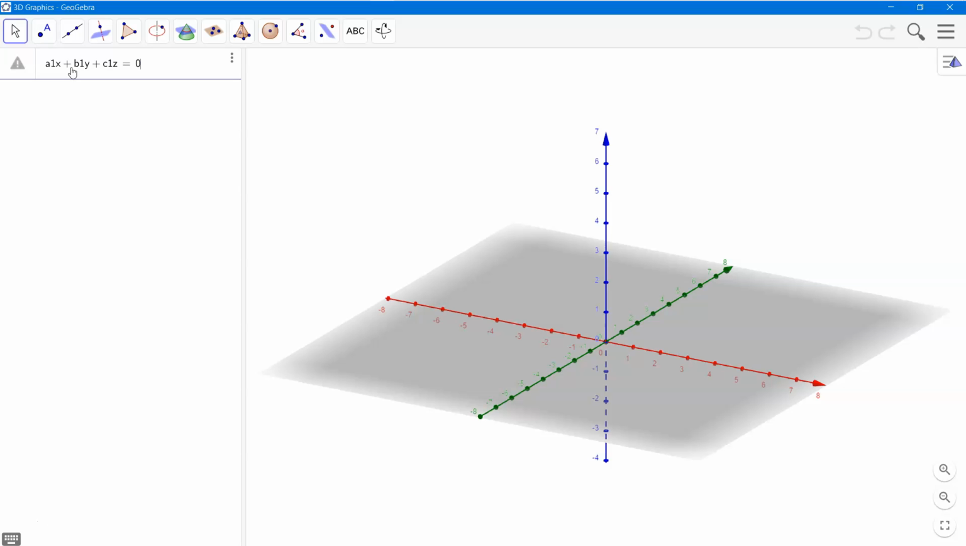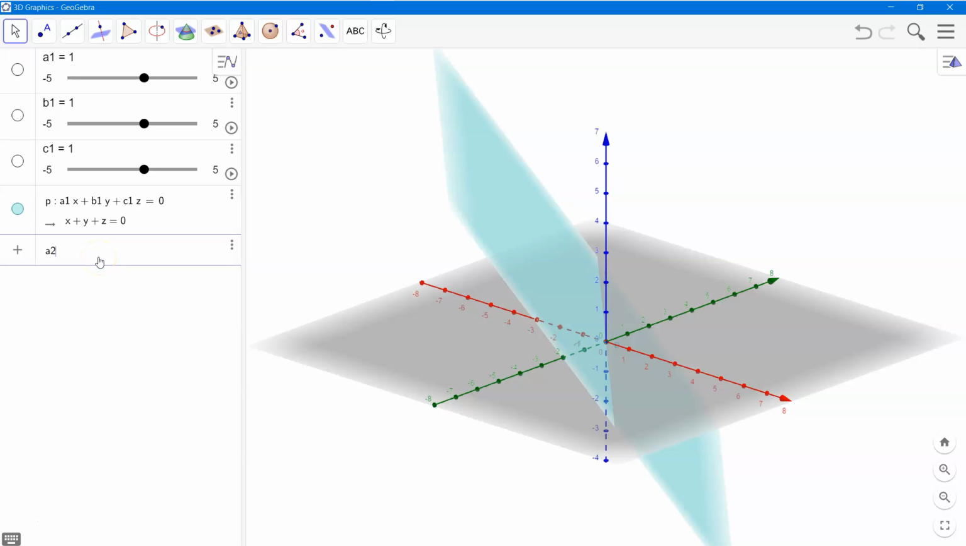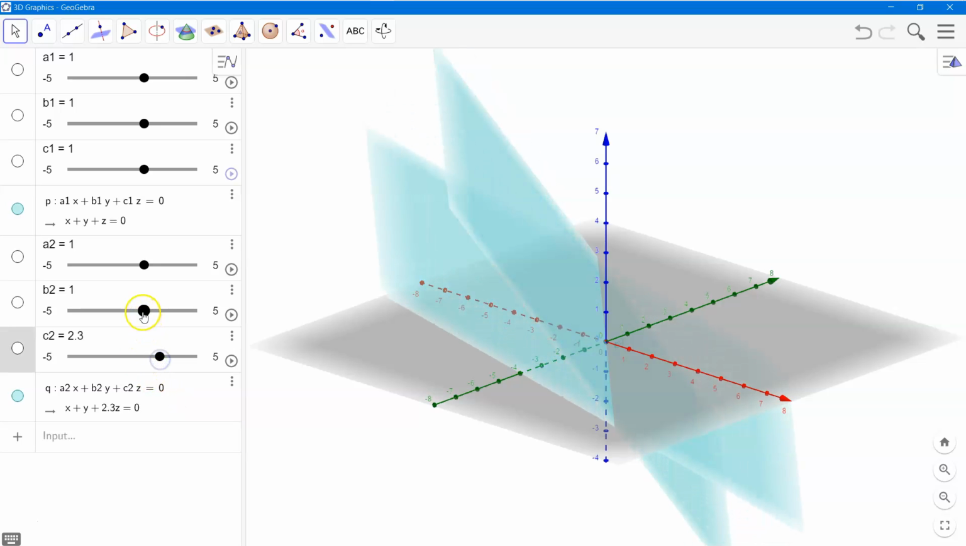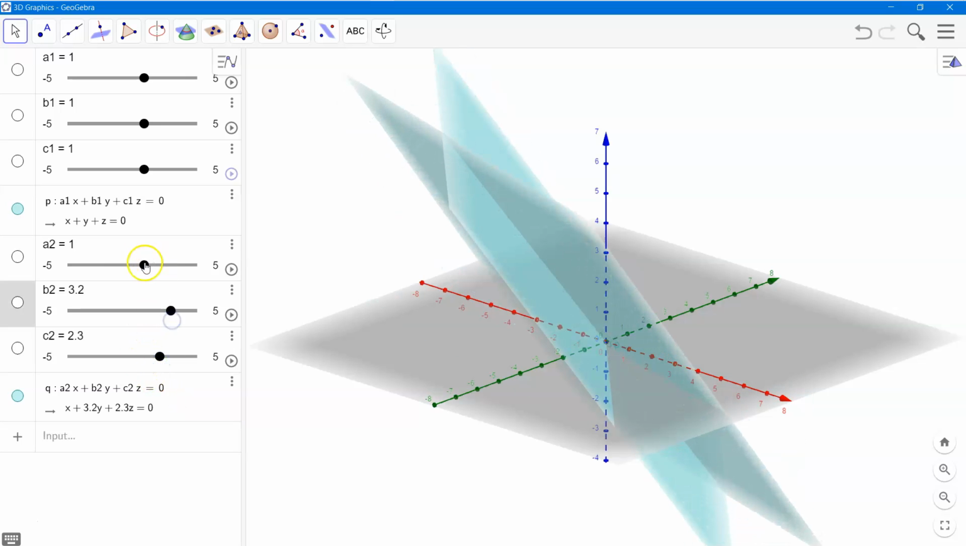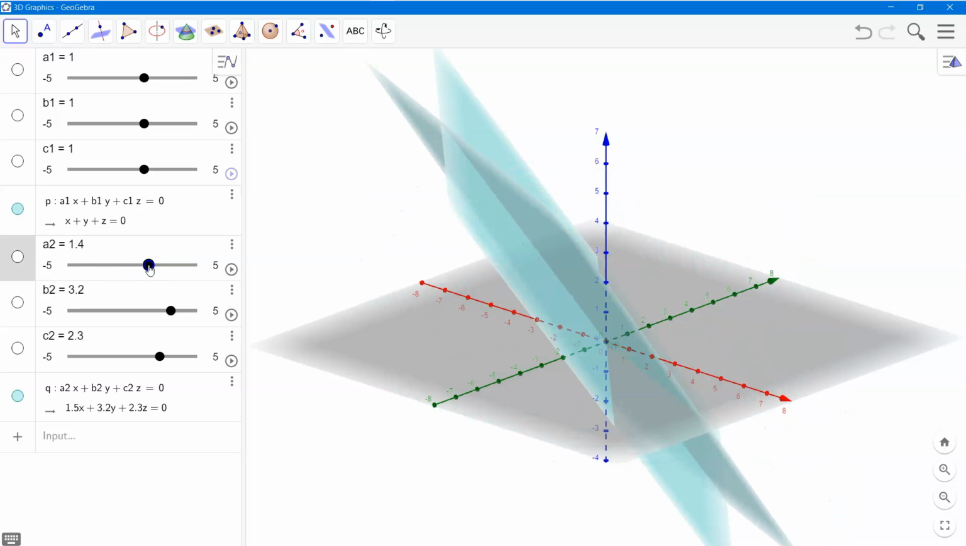C1z equal to 0. Similarly, A2x plus B2y plus C2z is equal to 0. Now they are common because A1 B1 C1 and A2 B2 C2 are 1. So let's change their positions.